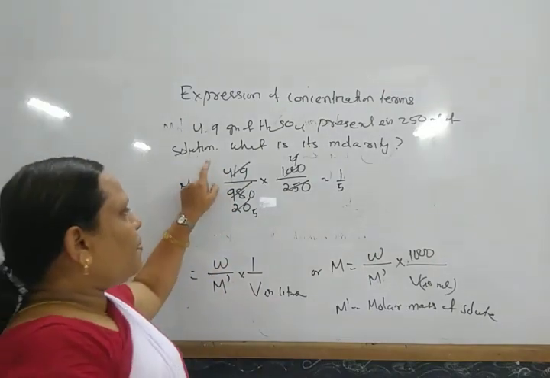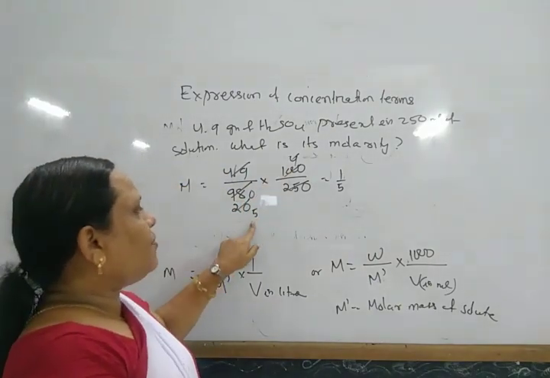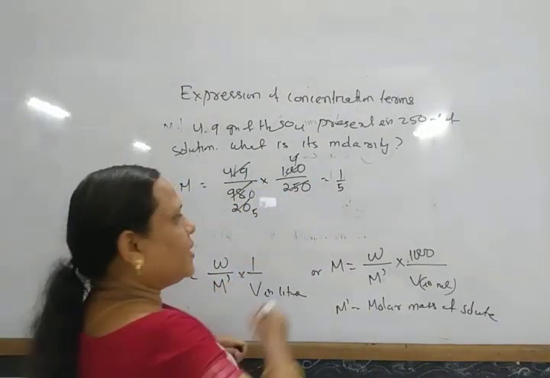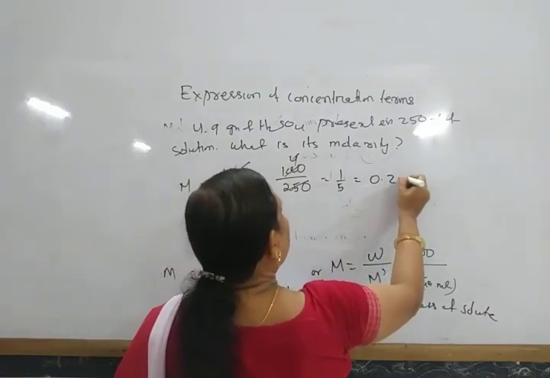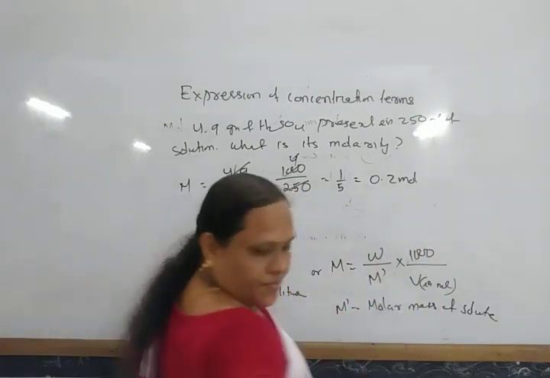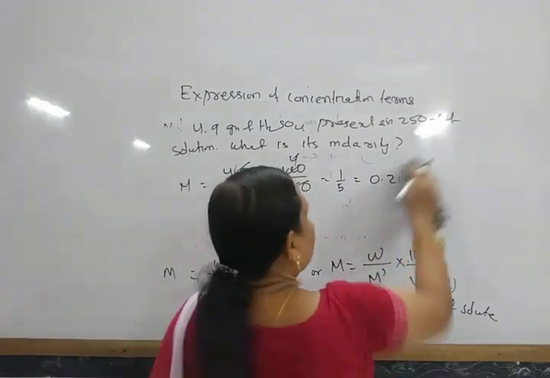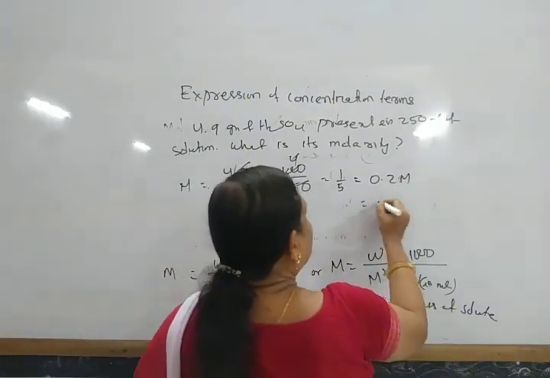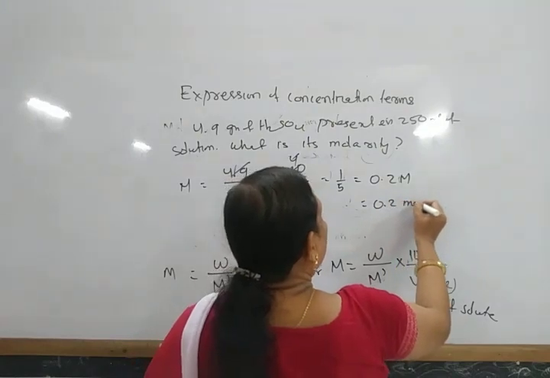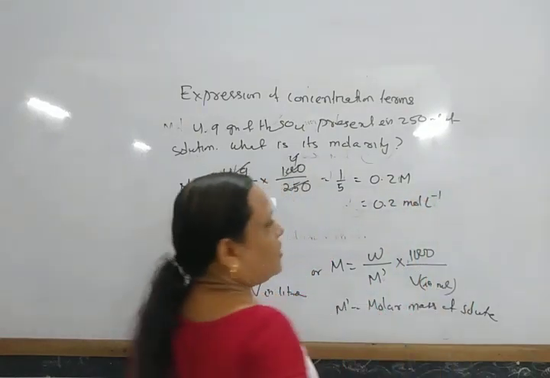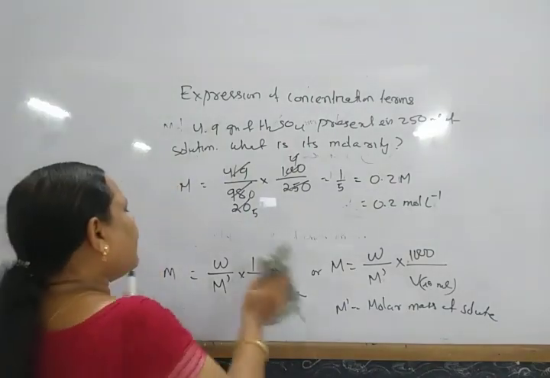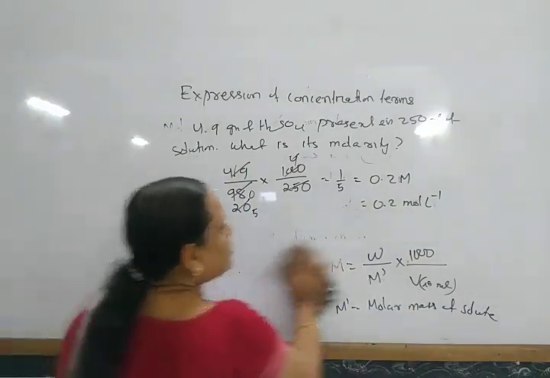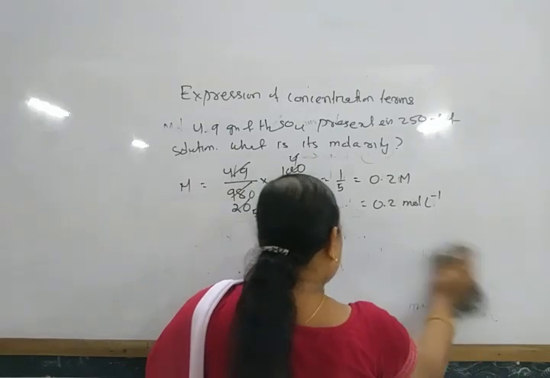So 4.998, that is 4.5 by 5, that is equal to 0.2 M, or we can say 0.2 mole per liter. Okay, so this is molarity. Next, come to some interrelations.